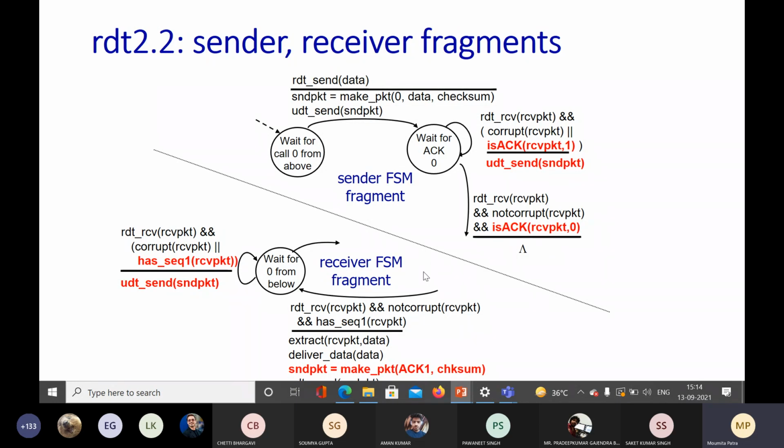Okay, the next state is wait for sequence number 1 from below. So from there, if we are receiving a packet with the correct sequence number, which is sequence number 1, then only it will get to the next state, that is wait for 0 from below. Okay, so now if this event occurs, then the actions that will be taken are extract the received packet, deliver the data, and send packet, that is make packet ACK with sequence number 1, and then you go to the next state.